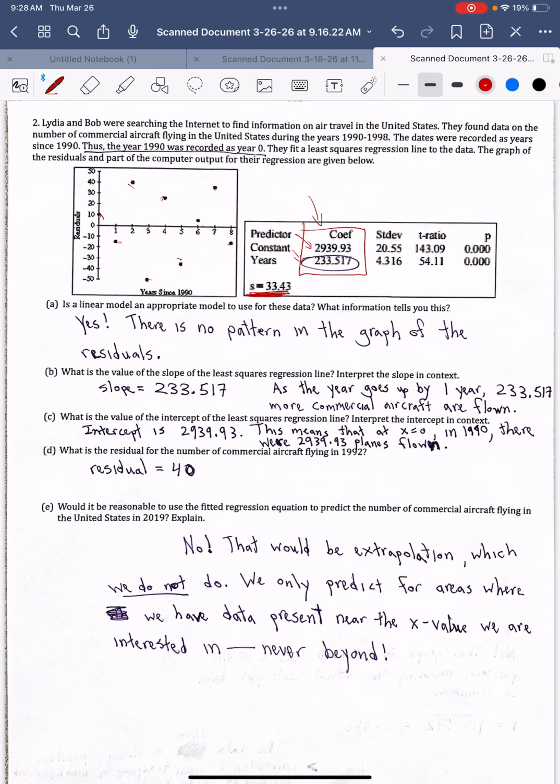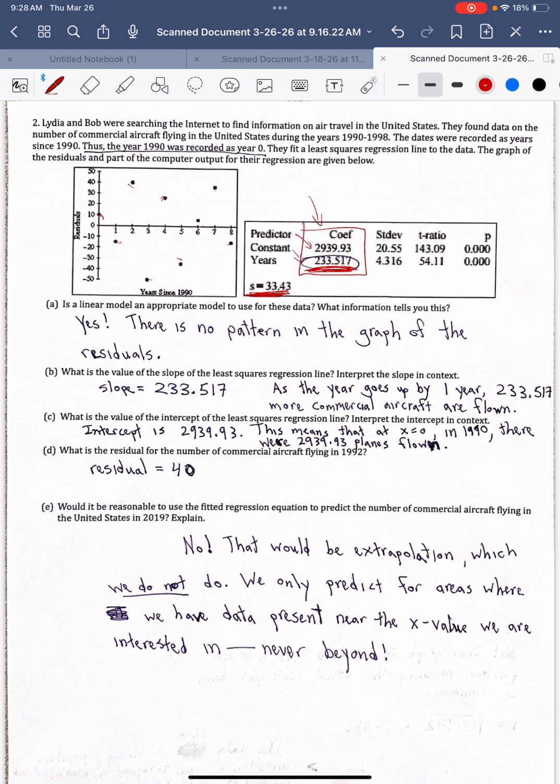What's the slope? Easy. It's right here. It's the number right below the intercept. So I wrote that down, and it says interpret it. As the year goes up by 1 year, 233.517 more commercial aircraft are flown, right? The slope is saying how much Y will change and in what direction for every 1 of X.